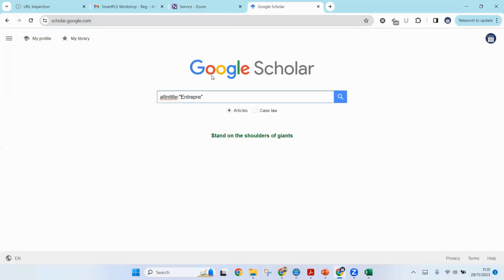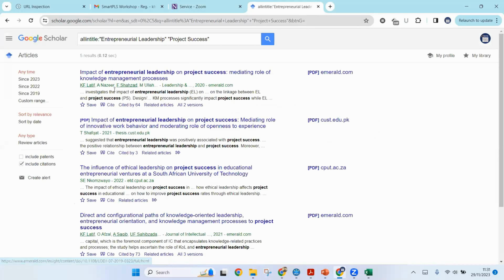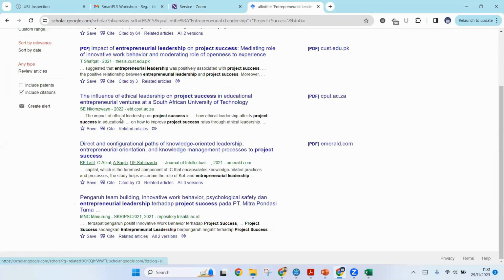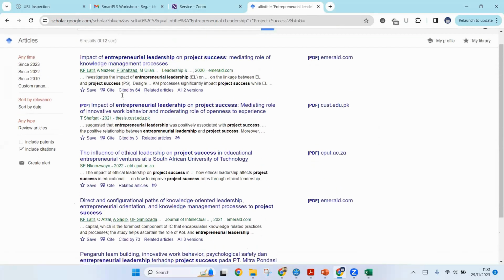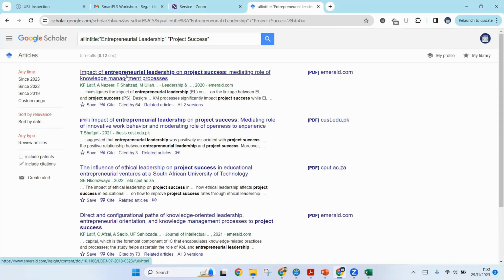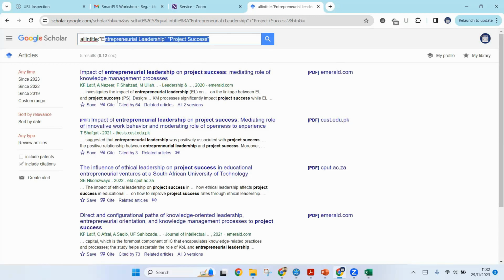Let's say I write here entrepreneurial, I hope the spelling is correct, leadership, and I write project success. So there are just two papers. One, this 2020, is a thesis, not a paper. I guess it is only one paper that has been written on the relationship of entrepreneurial leadership and project success. And that too, this paper is by us. All right, let me open this paper.